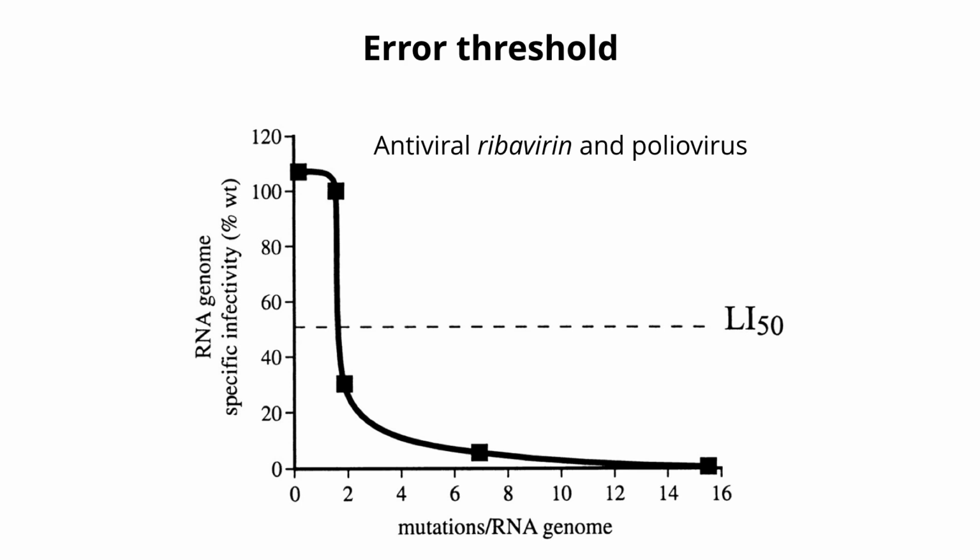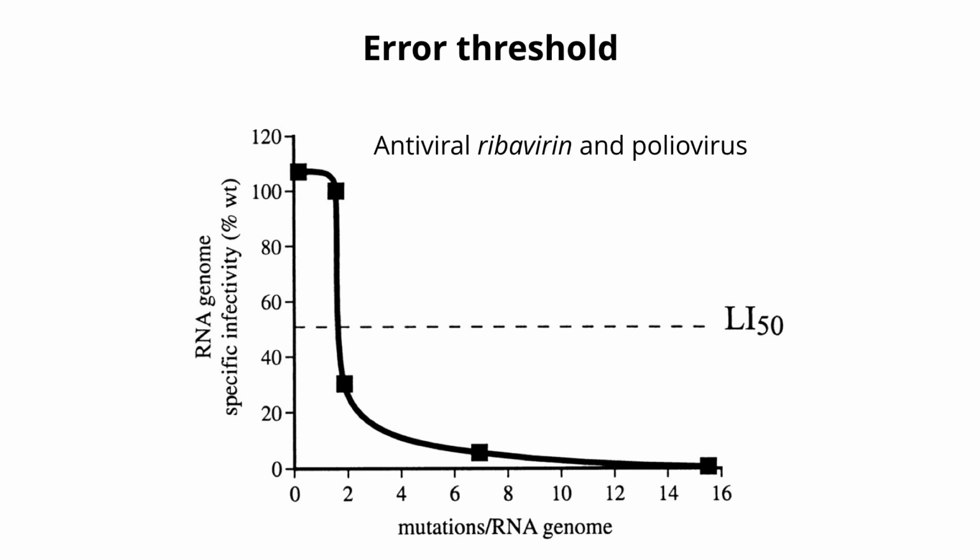can sequence their genomes and ask how many mutations have you introduced into the viral RNA. So here are the mutations per RNA genome on the x-axis. We go from 0 in wild-type virus to 16 or so. And you can see, if you introduce just 2 mutations into the genome, you already lost 80% of your infectivity. So that's the error threshold. You put 2 or 3 mutations in, 6, you've lost most of your infectivity. So it shows you that an RNA virus is already existing very close to the error threshold.